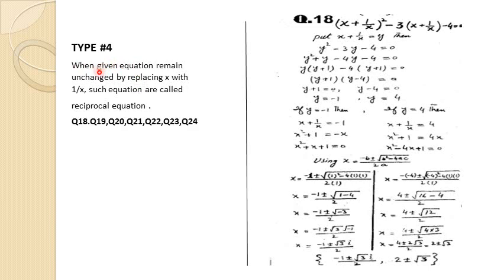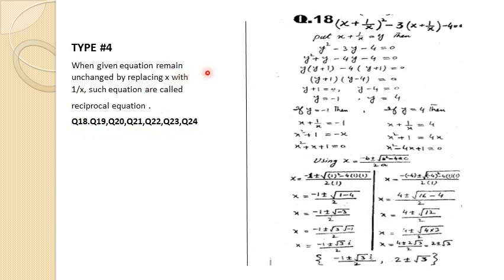Now type 4. When given equations remain unchanged by replacing x with 1 upon x, such equations are called reciprocal equations. 18 to 24 are the same questions. So type 4 consists of 18 to 24.